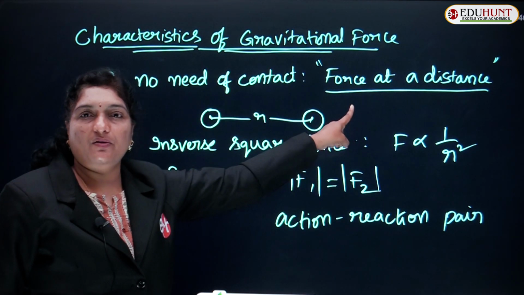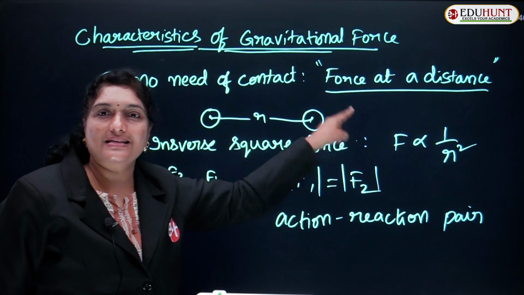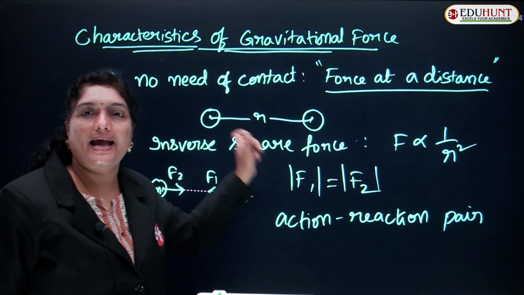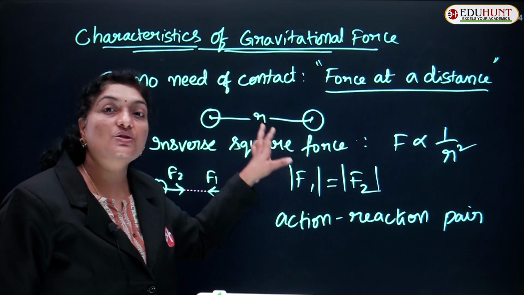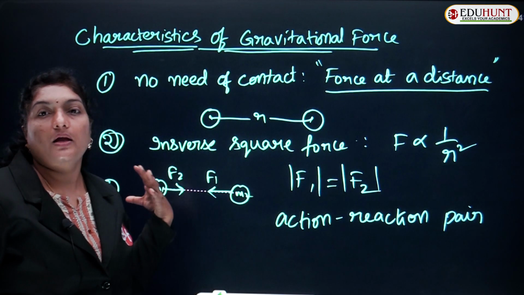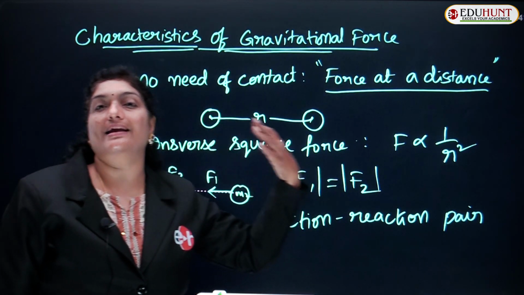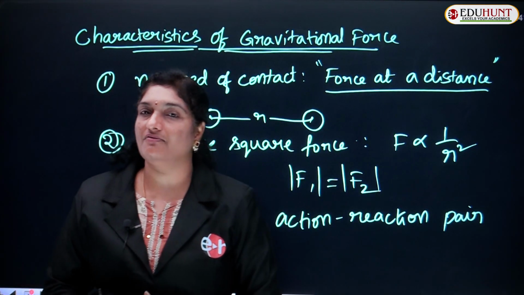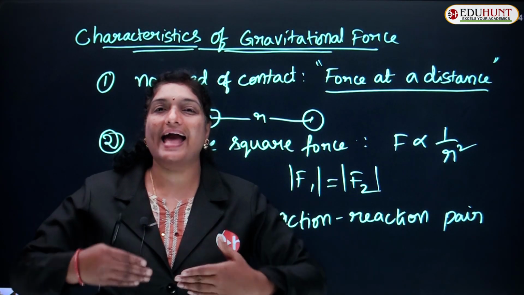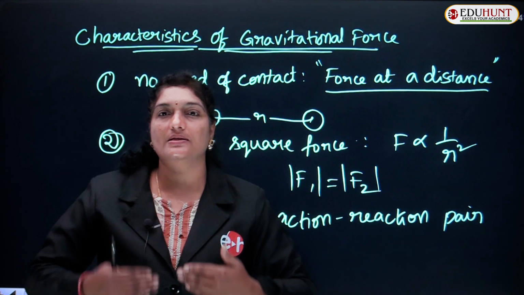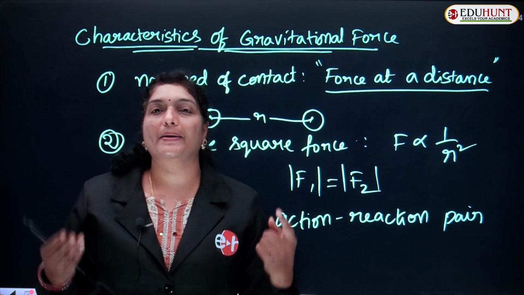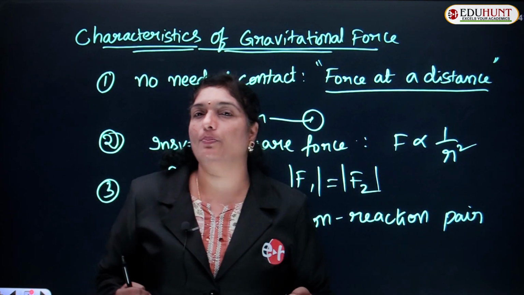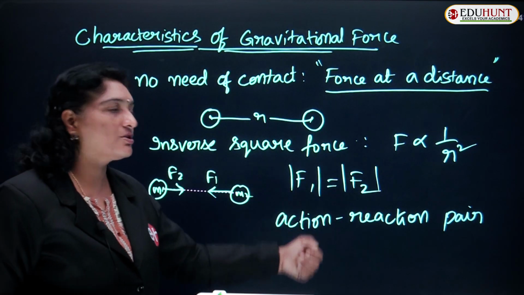There is no need of interaction between the two masses. The force at a distance is inversely proportional to the square of the distance, hence it is also called an inverse square force. The force with which the first body attracts the second body is always equal to the force with which the second body attracts the first body. Hence, they form an action-reaction pair. This agrees with Newton's third law because these forces act on two different bodies. They are equal in magnitude but opposite in direction. So, F1 is equal to F2.